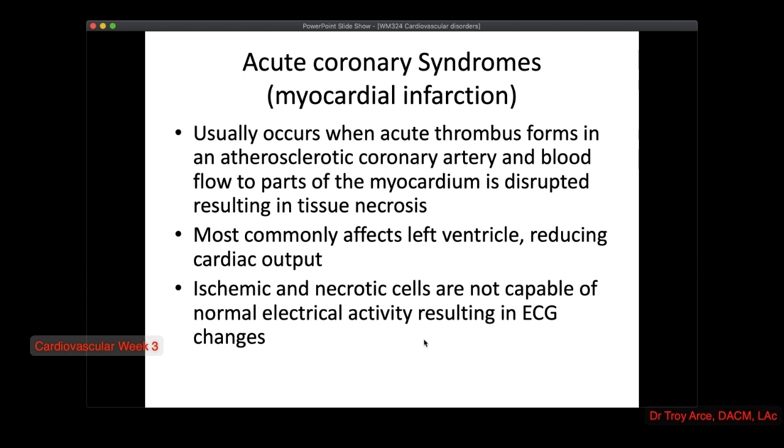Acute coronary syndrome, myocardial infarction. This usually occurs when an acute thrombus forms in an atherosclerotic coronary artery and blood flow to parts of the myocardium is disrupted, resulting in tissue necrosis. It most commonly affects the left ventricle and reduces the cardiac output. So ischemic and necrotic cells are no longer capable of normal electrical activity, resulting in ECG changes.